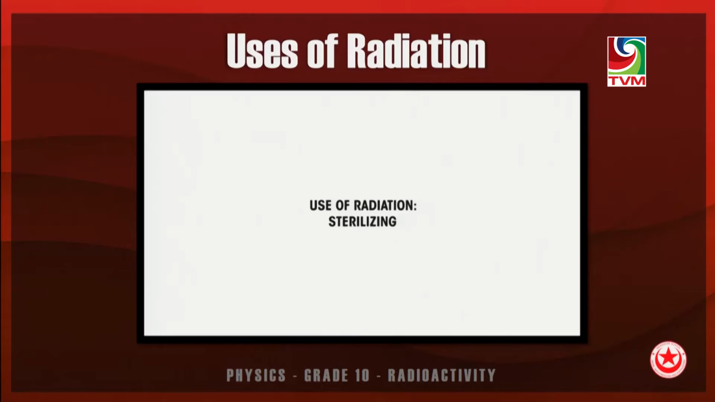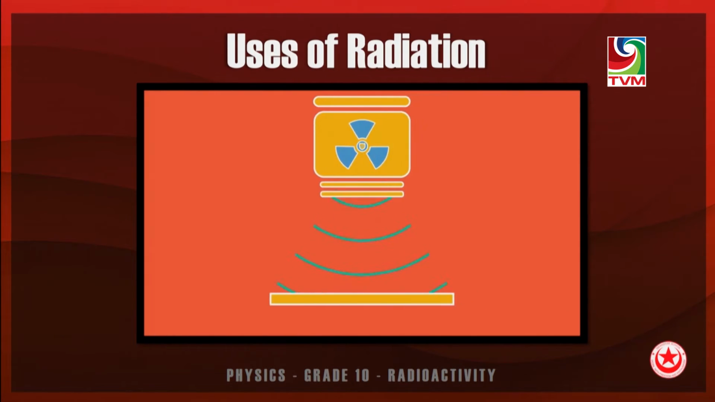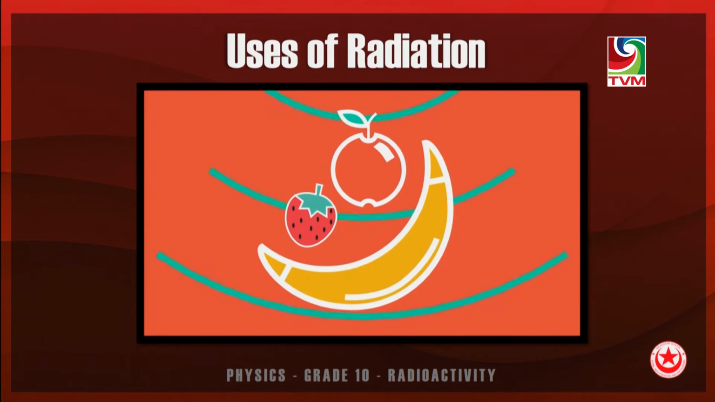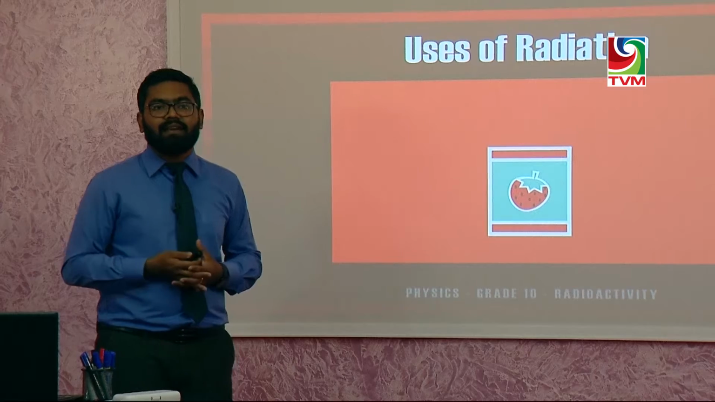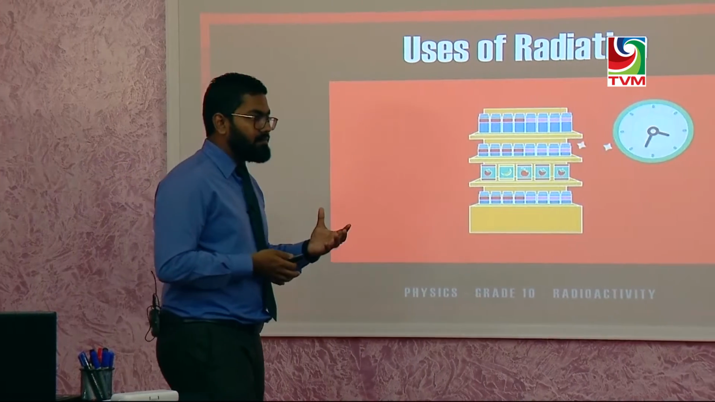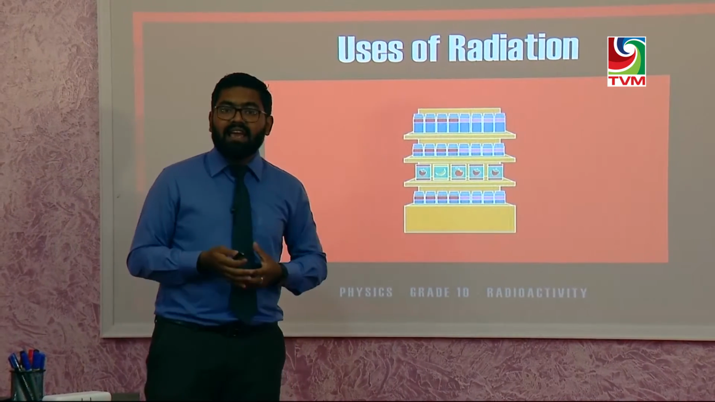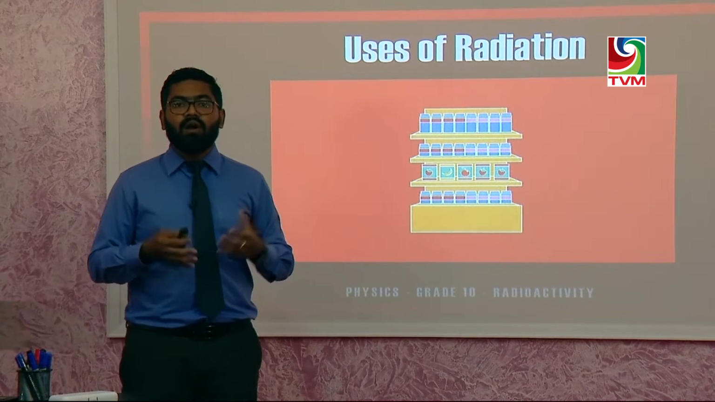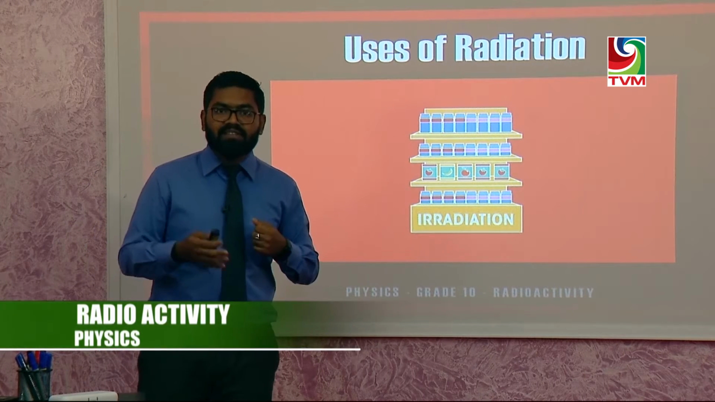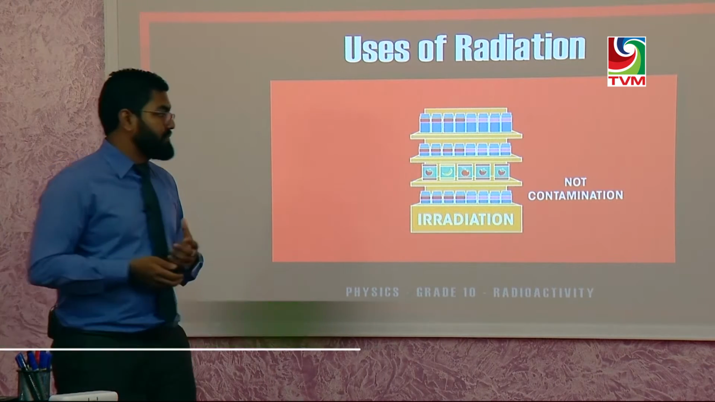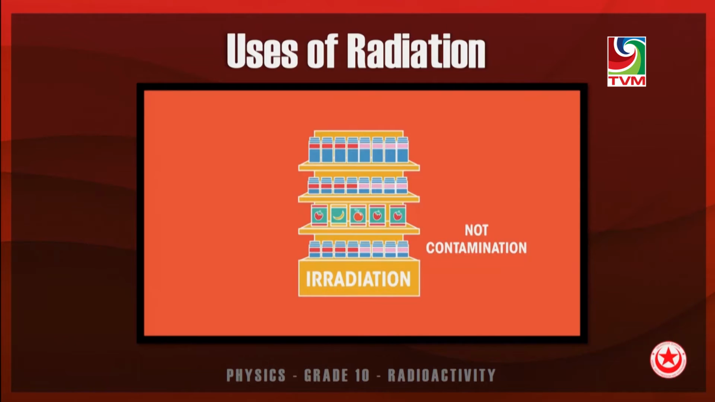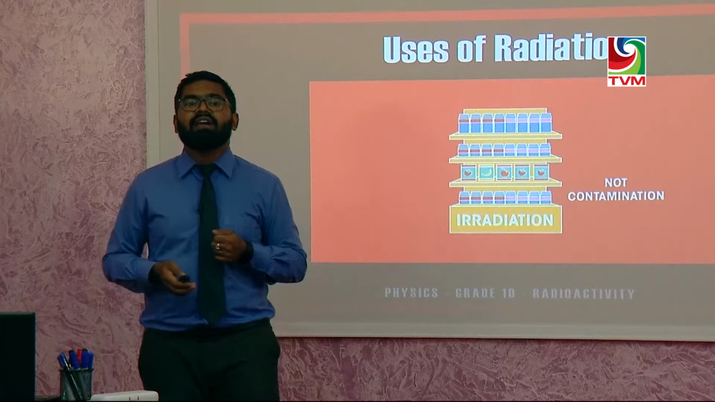Now it can be used as a sterilizer as well. As you can see, gamma radiation is used to clean fruits, and so many things it can be used for. Say for example, hospital utensils. These things also can be sterilized. So for that reason, they make use of radiation. To avoid contamination, they make use of the irradiation process, and for this purpose also they make use of radiation.